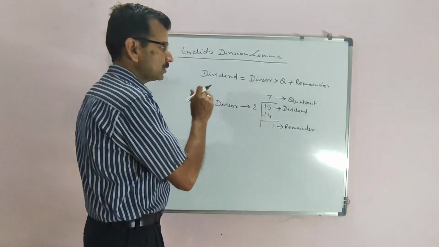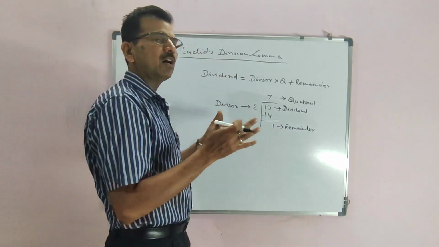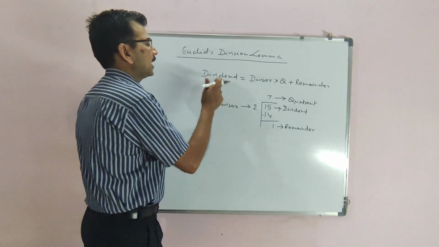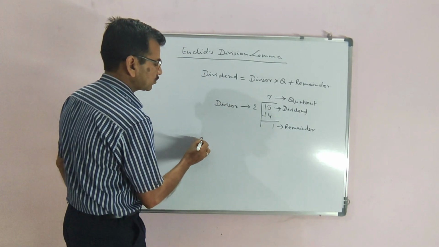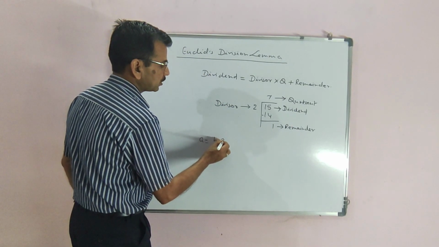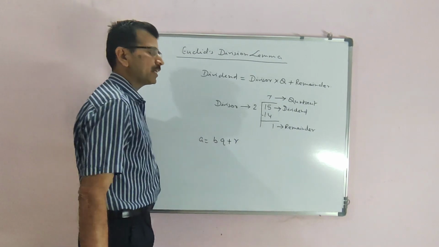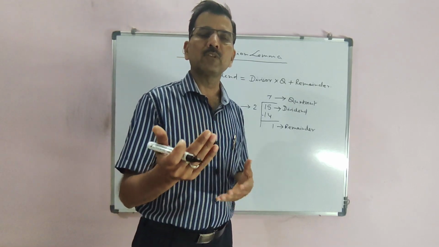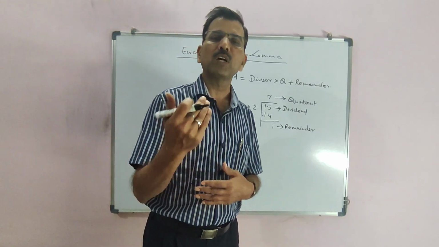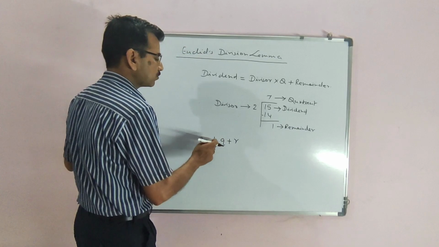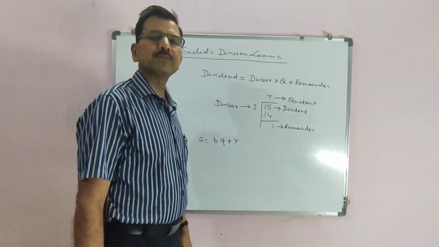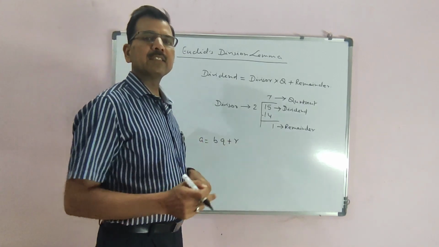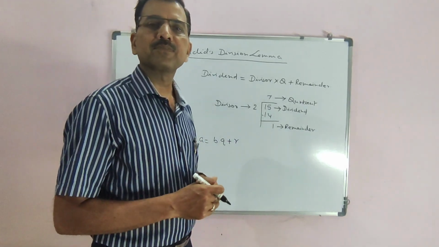Okay, so this Euclid division lemma, how do we correlate both? So here I am writing A equals to BQ plus R. Just pay attention here. One by one we will come to that. What is the meaning of A, B, Q, R here? So A equals to BQ plus R. Okay. Here A, B, Q and R, they are the integers.